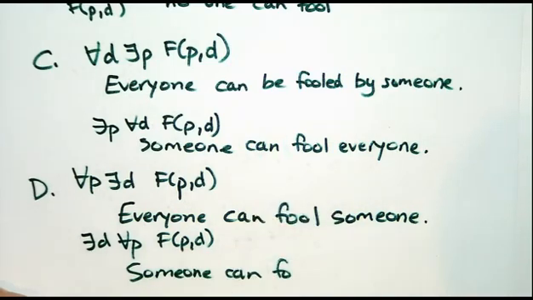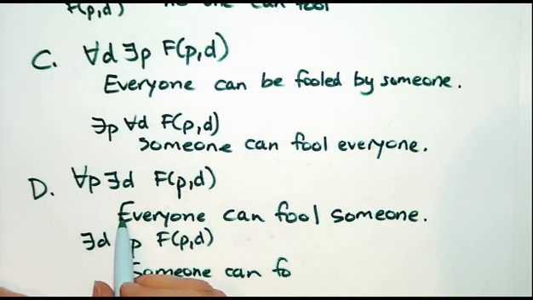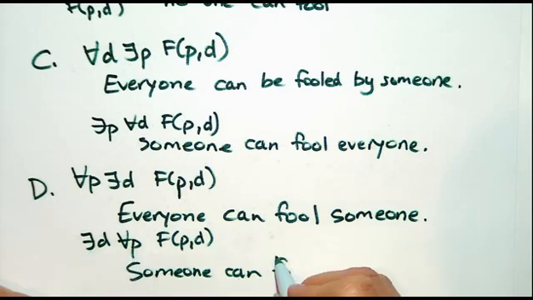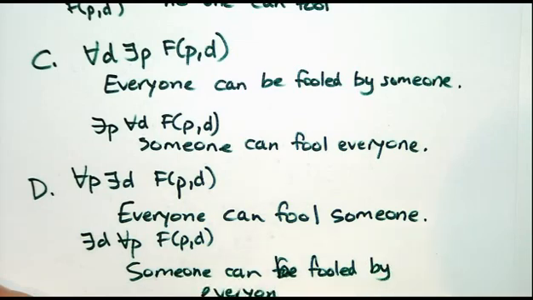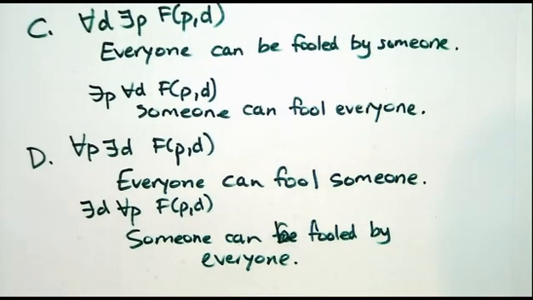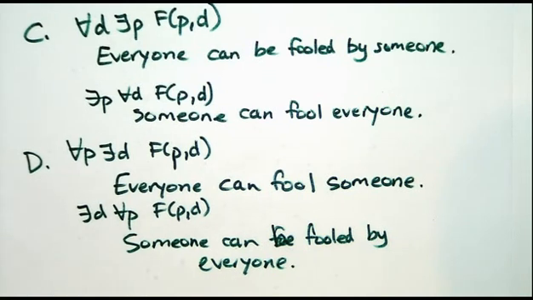We already did that one. No, I'm sorry. Someone can be fooled by everyone. Everyone can fool someone. Someone can be fooled by everyone. Sorry about that. So someone can be fooled by everyone. So the D is the person being fooled, so I had to say can be fooled since that person came first.